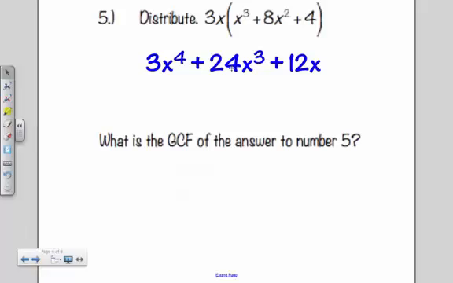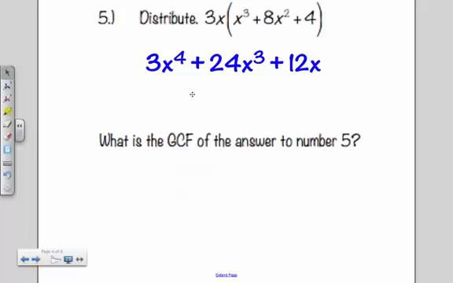Now the next thing it asks you to do is find the GCF of your answer to number 5. The answer is what's written in blue right here. So I'm going to look at my coefficients. My coefficients are 3, 24, and 12. The largest number in common with 3, 24, and 12 is 3. This is a little bit on the easier side because there's only one variable. So I'm going to look at each one of the exponents. I've got x to the fourth, x to the third, and x to the first.